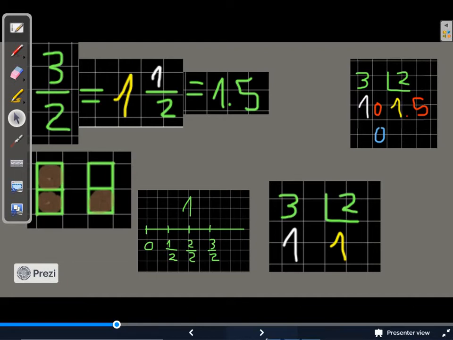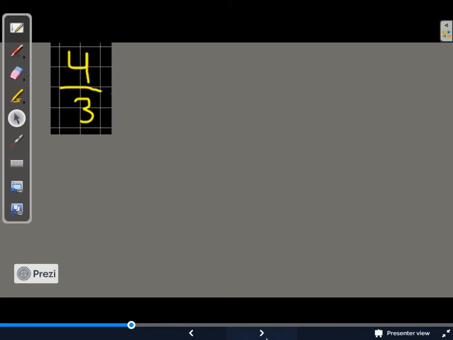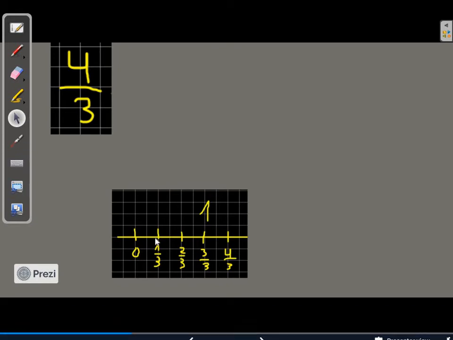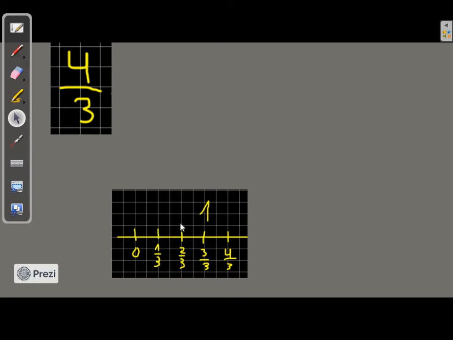Let's suppose that you have another improper fraction, this time 4/3. Well, there it is represented on the number line. We count 0, 1/3, 2/3, 3/3, and 4/3. Remember, every fraction is also a division, and 3/3 is 3 divided by 3, which is equal to 1. That means that 4/3 is after 1.